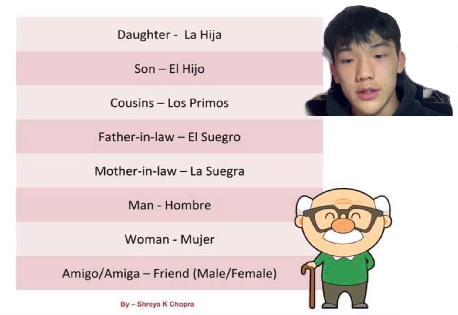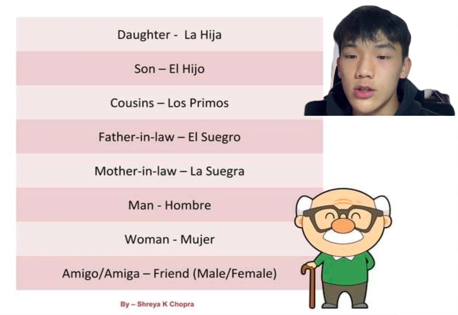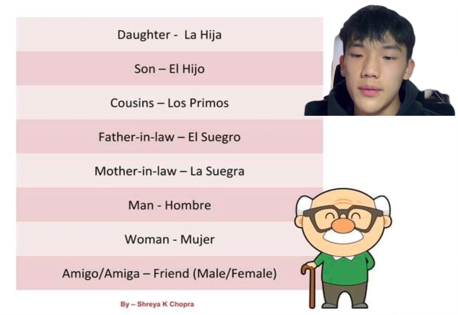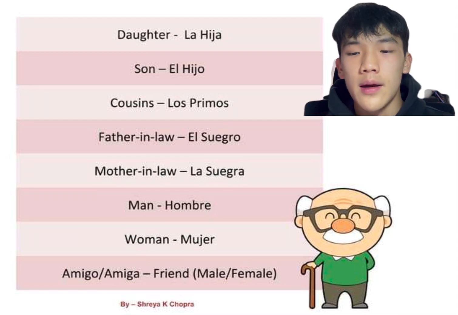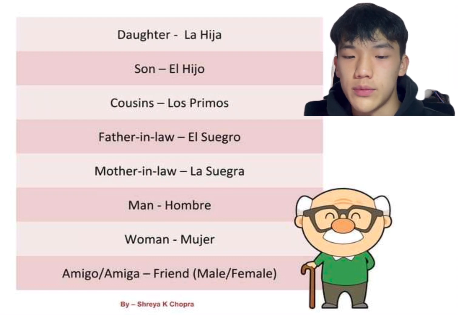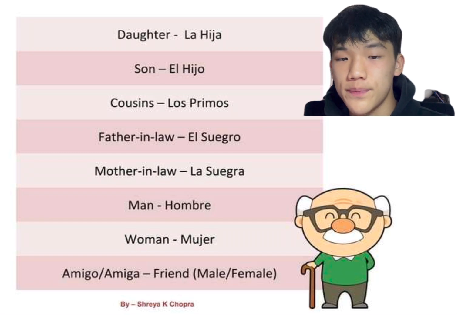Then la daughter is la hija, son, el hijo, cousins, los primos, father-in-law, el suegro, mother-in-law, la suegra. But these two are less common. Man, hombre, woman, mujer, amigo y amiga, friend, depending on their gender.